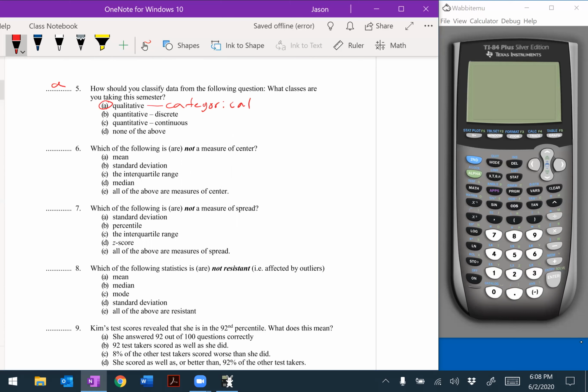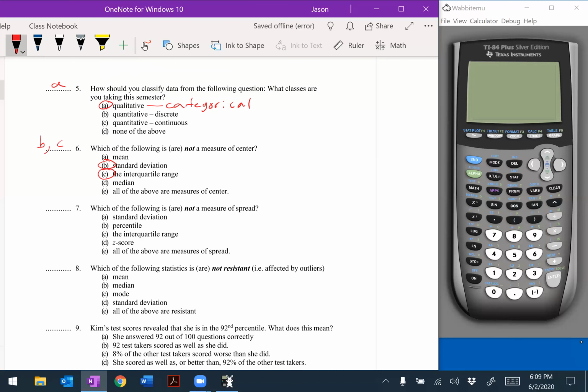Which of the following is not a measure of center? Well, is the mean a measure of the center? Yes, it is. Okay. Is the standard deviation a measure of the center? No, it's a measure of the range or the variation. Okay, the interquartile range is also a measure of variation. What about the median? The median is a measure of center. Okay, and E, obviously not correct for that one, so this is B and C.